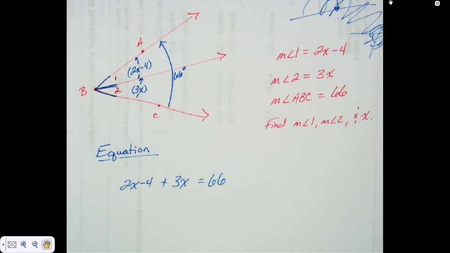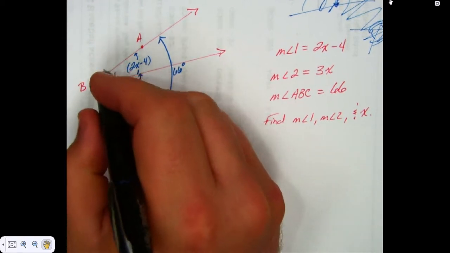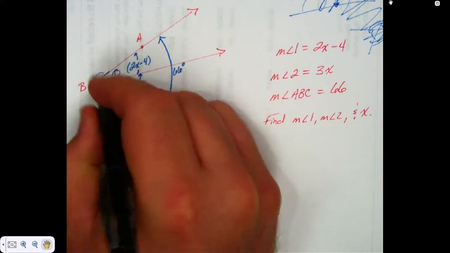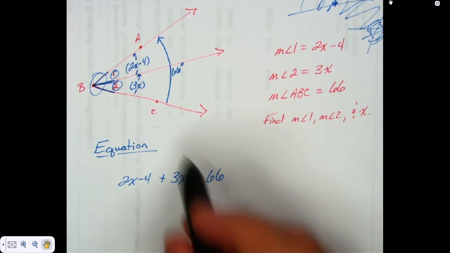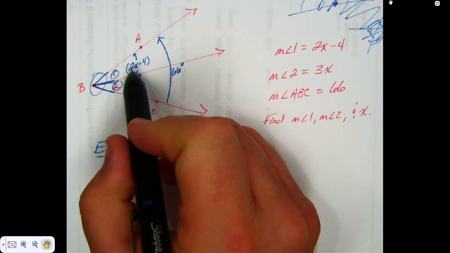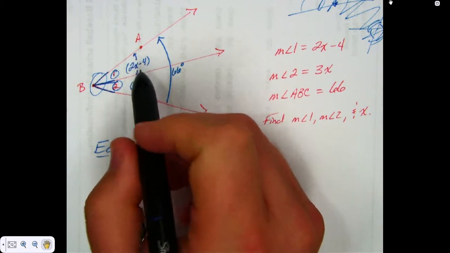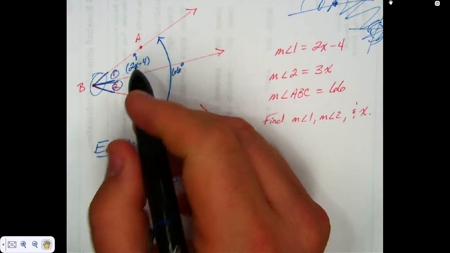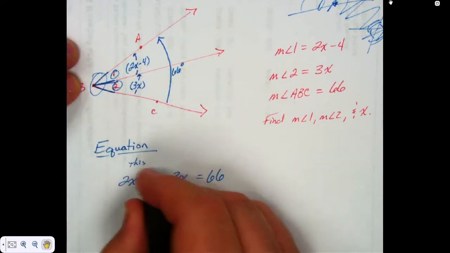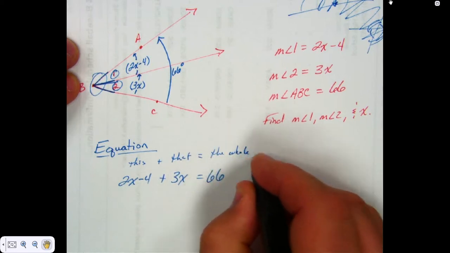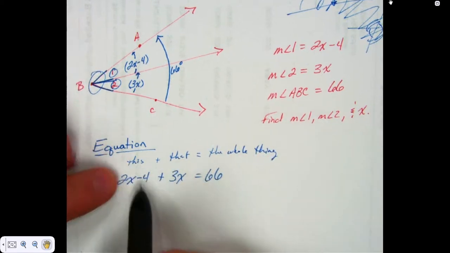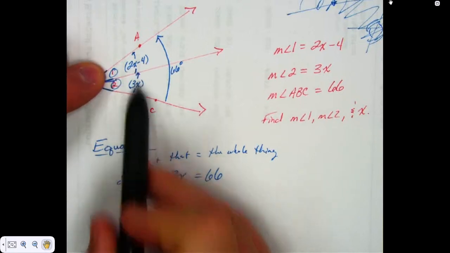Does everyone in here see that this angle plus this angle equals that angle? Does everybody understand that? That makes sense, right? By saying that statement, you created that equation. You just have to get over the fact that it's ugly. Each of those represents a number. It's just this plus this equals the whole thing. I just put in what this was. This was 2x minus 4, right?